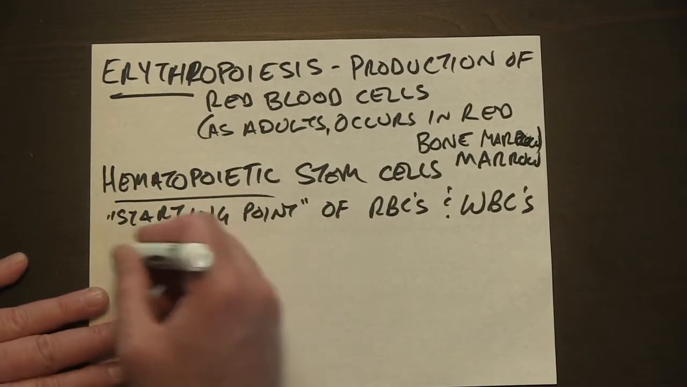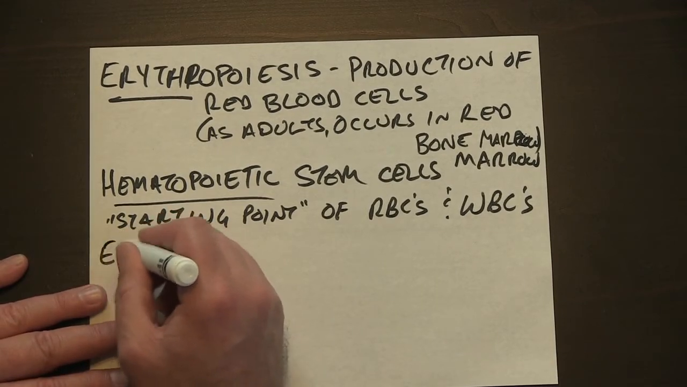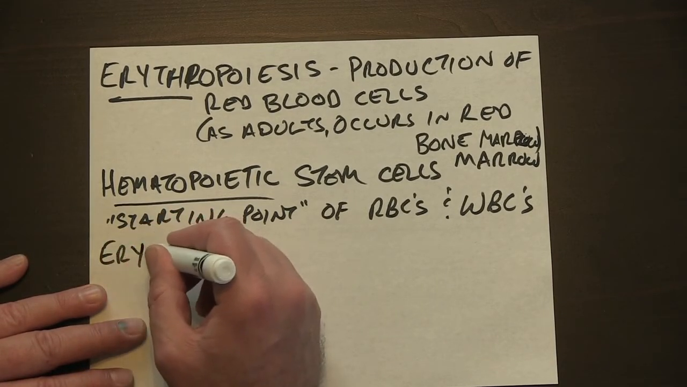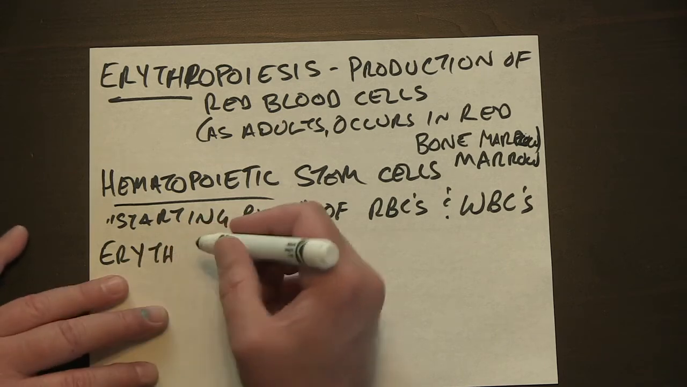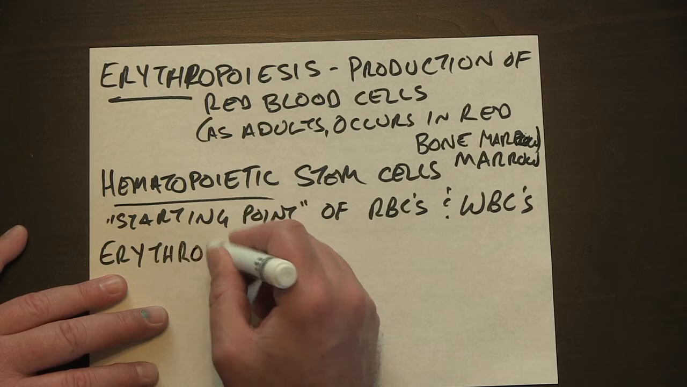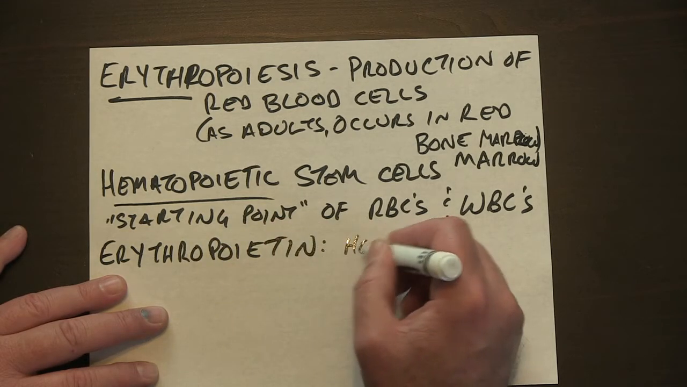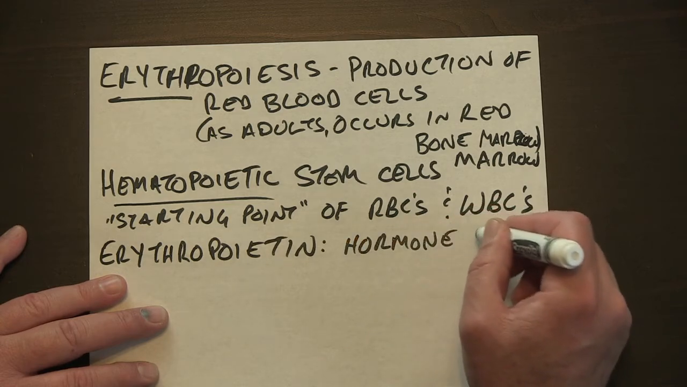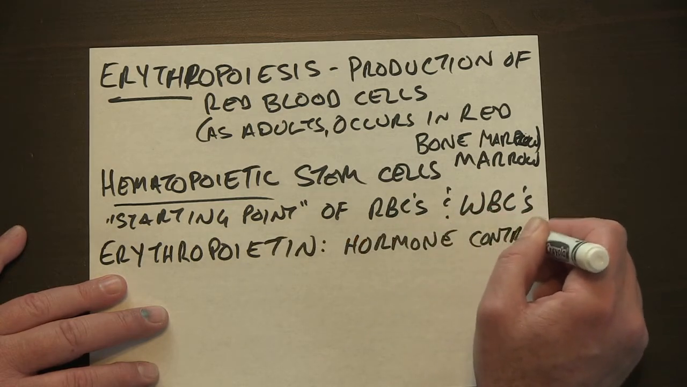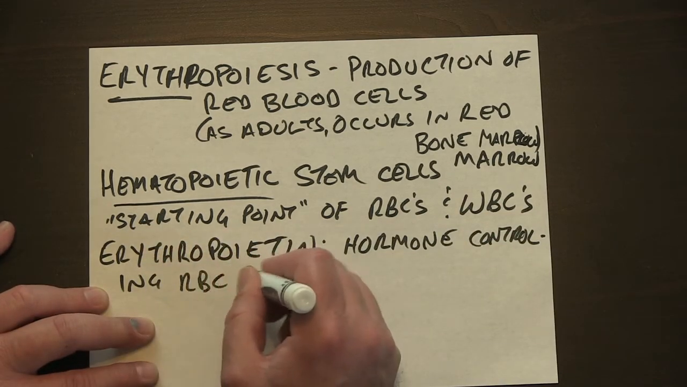Of course, this is all controlled by the body. It doesn't just happen automatically. And there's a hormone that regulates this. Erythropoietin. It's the hormone that controls RBC production.